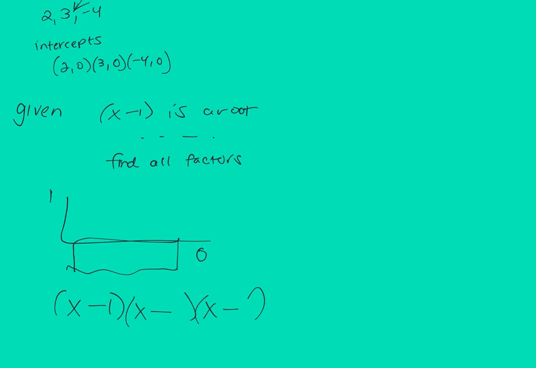So if it says it like this, if that's your factor, then you do the opposite of what's on the outside. So I put a positive one here. If it says x equals negative one, then I put negative one. So if it's behind the x minus.